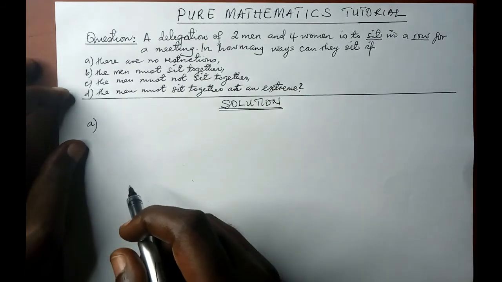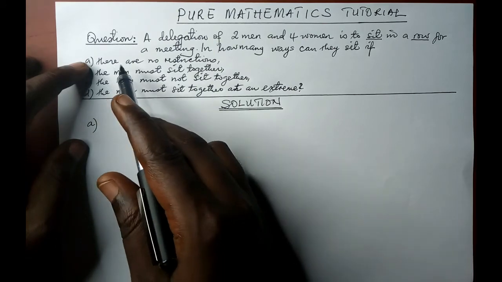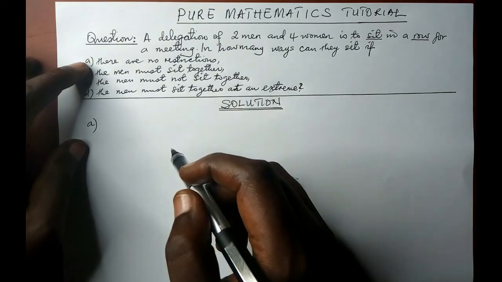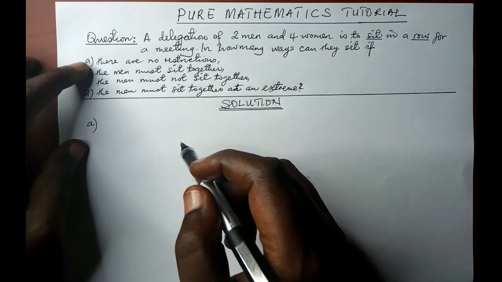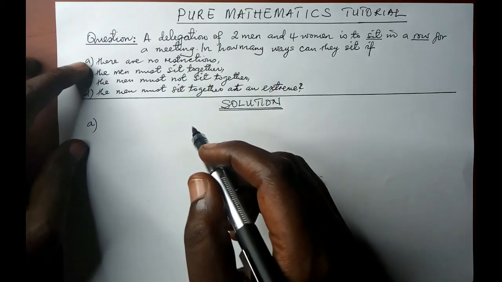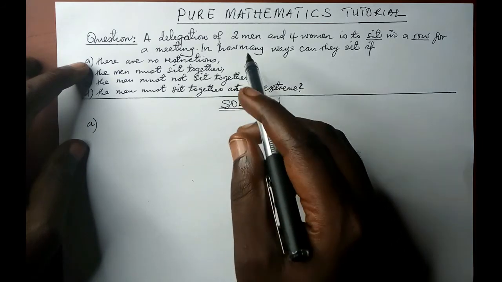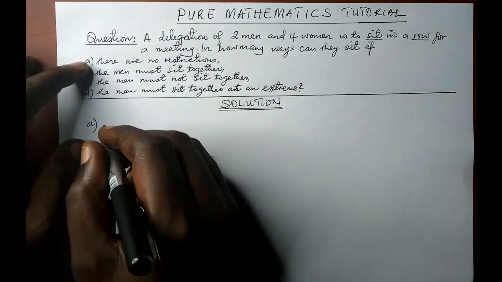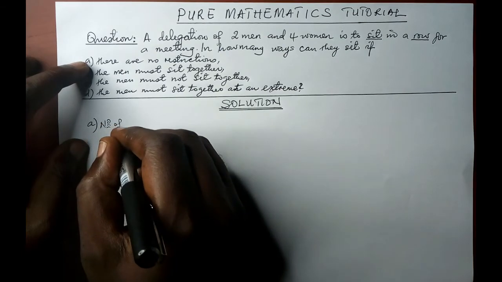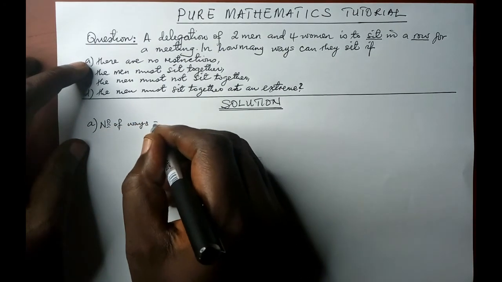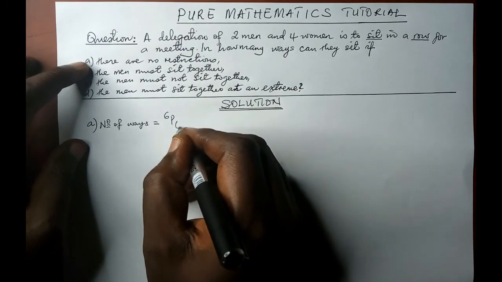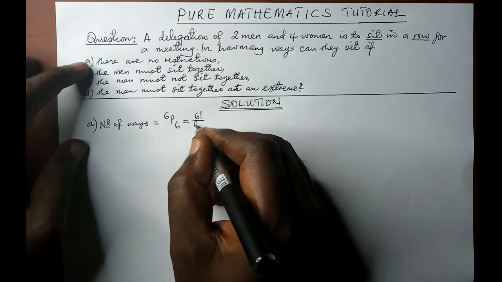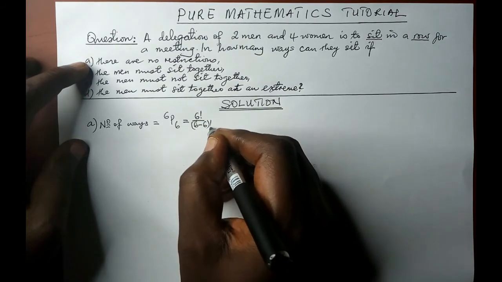Okay, we start straight away. In the A part, they say their sitting has no restrictions. In a situation where you have to arrange n distinct objects in a row without any restrictions, you simply use the permutation formula. In this case, there are 6 people to arrange, and we are taking all of them to arrange. So number of ways equals 6 permutation 6. That is equal to 6 factorial all over (6 minus 6) factorial.